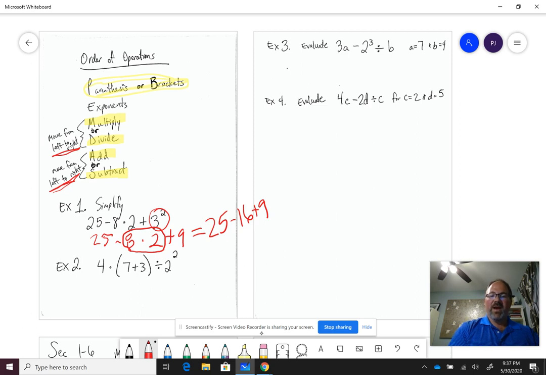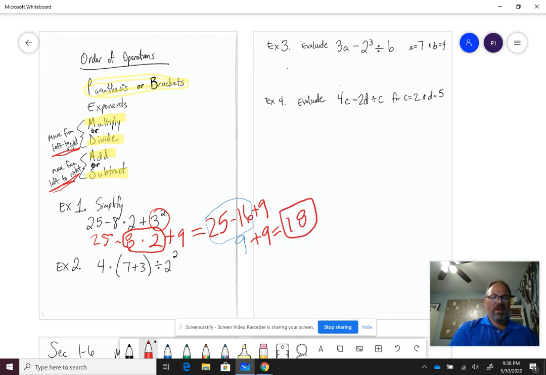Then we do not do the addition first. And this is where it becomes important that you guys remember you move left to right. So we are going to do subtraction first. So it's actually 25 minus 16. And what do we get when we have 25 minus 16? We get 9. And 9 plus 9 equals 18.